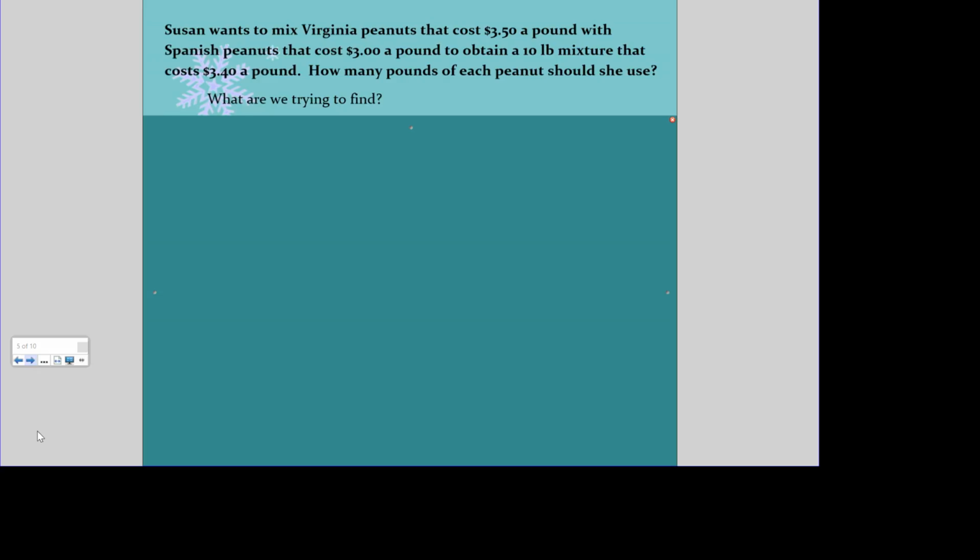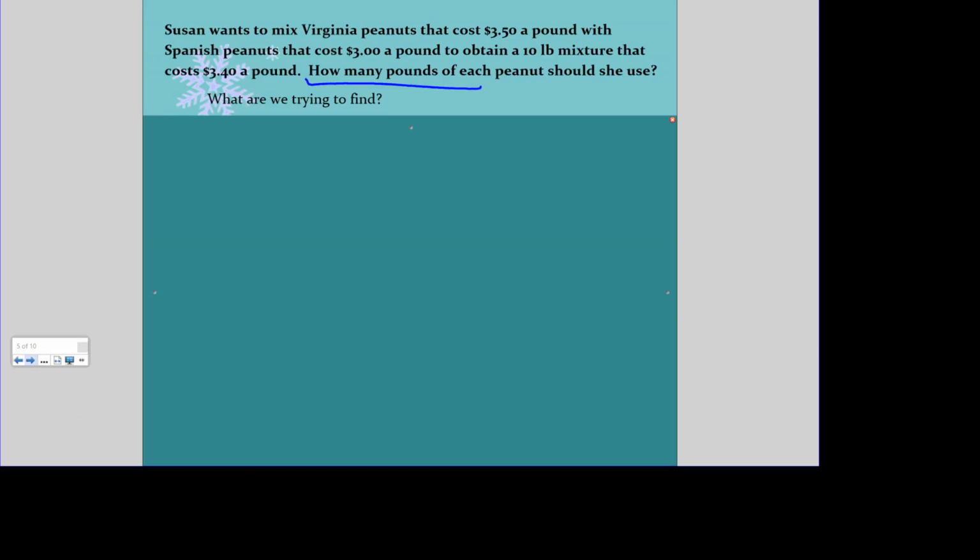Susan wants to mix Virginia peanuts that cost $3.50 a pound with Spanish peanuts that cost $3 a pound to obtain a 10-pound mixture that costs $3.40 a pound. How many pounds of each peanut should she use? Right there in that question at the end, that's answering what we're looking for. How many pounds of each peanut?